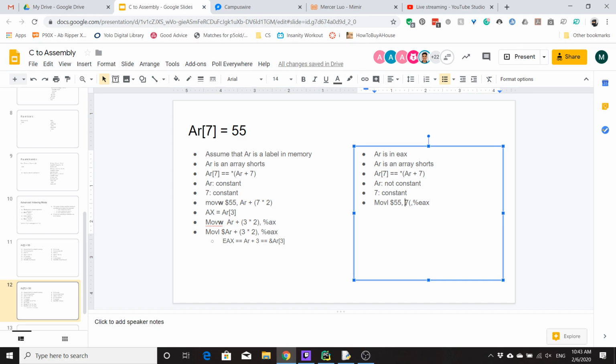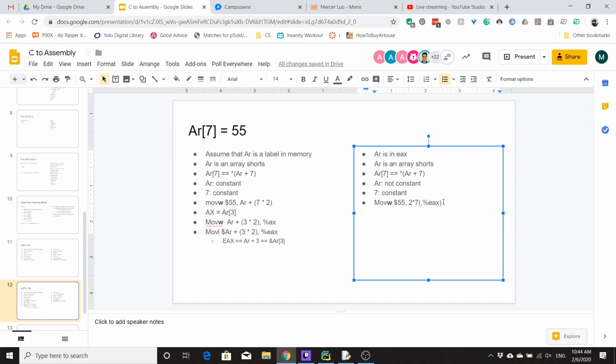Right? We need the 2 times the 7. Right? Because again, we're still moving shorts. And this move L still needs to become a move W. And this, yeah, that's still EAX, but move W. And here, we can close this up and that'll be fine.